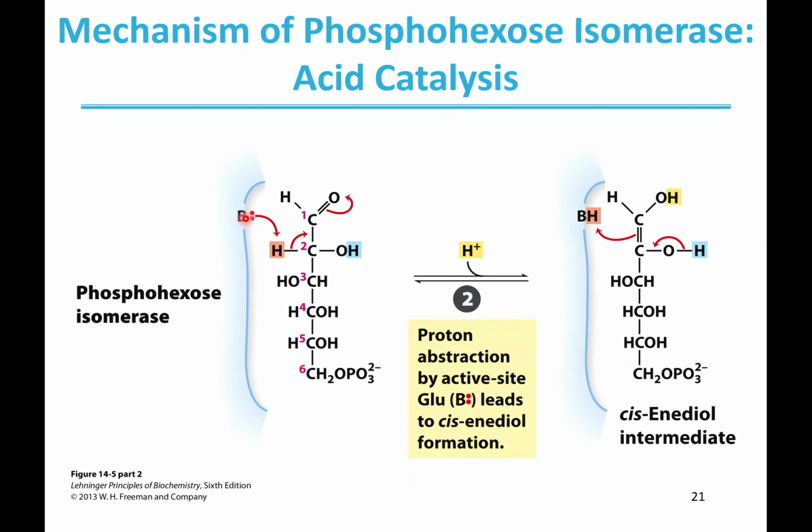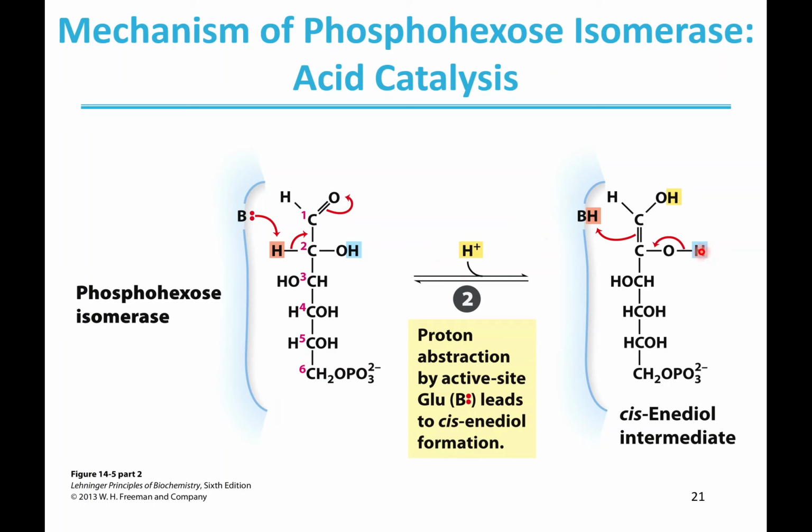Okay, so it abstracts that proton. The electrons then push around. You get this double bond formation between carbon 1 and carbon 2. Oxygen on carbon 1 picks up a proton to form an alcohol, and this is that ene diol, ene for the double bond, and diol because it has two alcohols on it, intermediate.